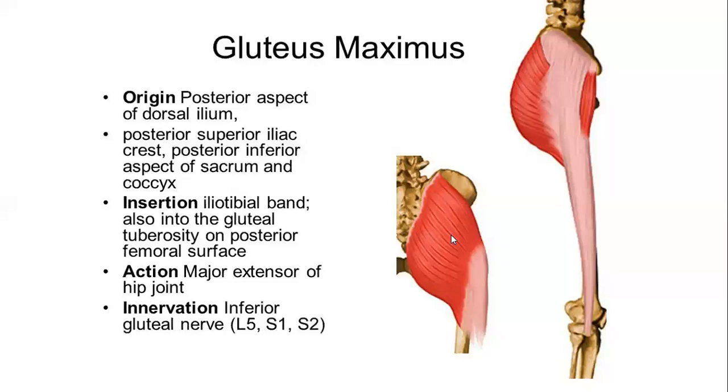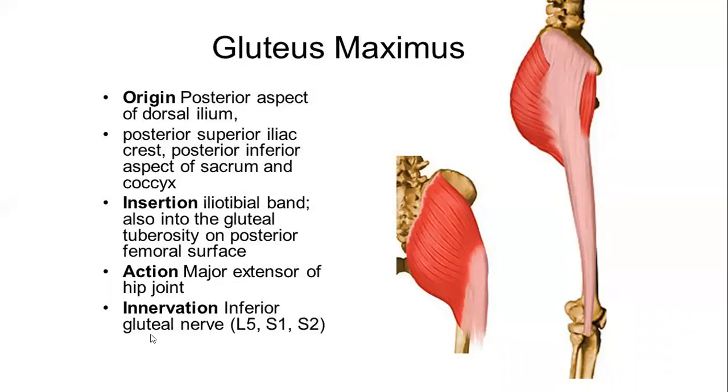So it has two distal attachments: a few aponeurotic fibers getting inserted into the iliotibial tract, and some fibers getting attached over the gluteal tuberosity, over the upper posterior aspect of the shaft of the femur.